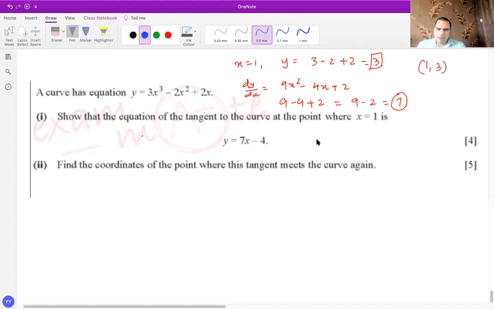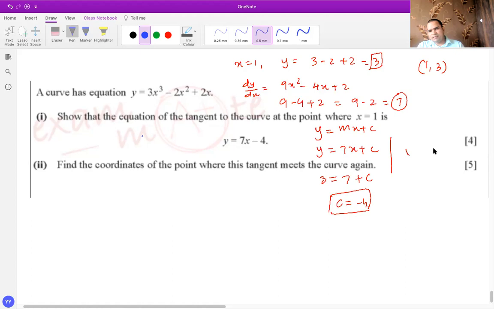And you have to find out the equation now. So y equals mx plus c. M is nothing but 7, so 7x plus c here. Plug x as 1 and y is 3. So 3 equals 7 plus c. So c is negative 4. So you can clearly see that the equation that we get is y equals 7x minus 4. So that's how the first part gets done.